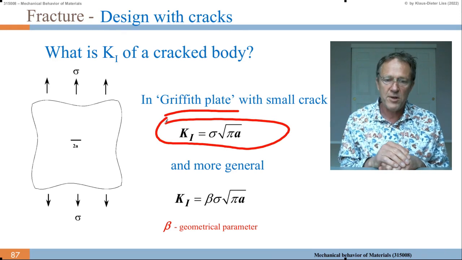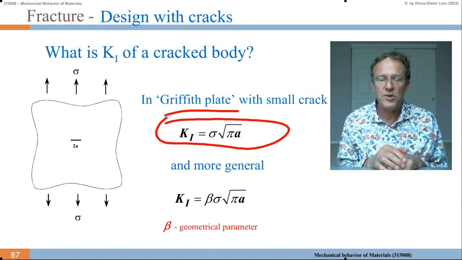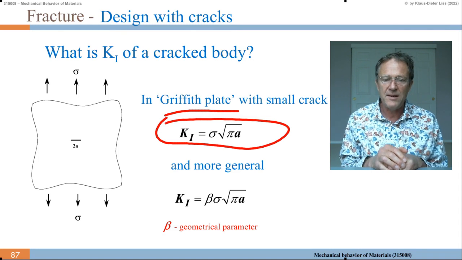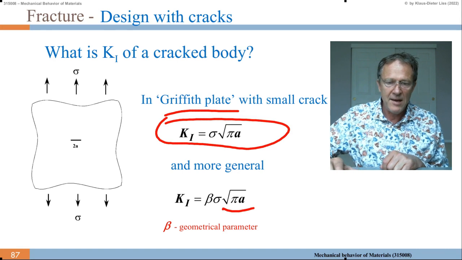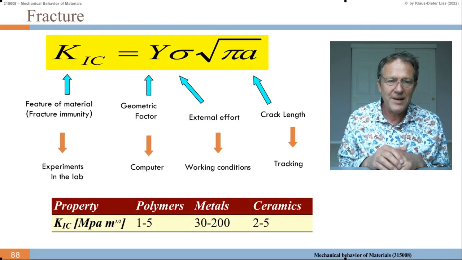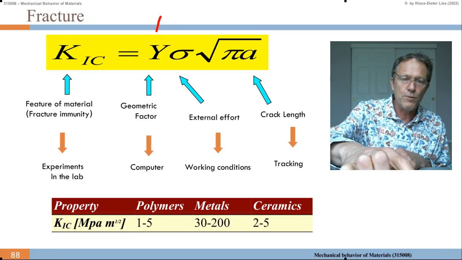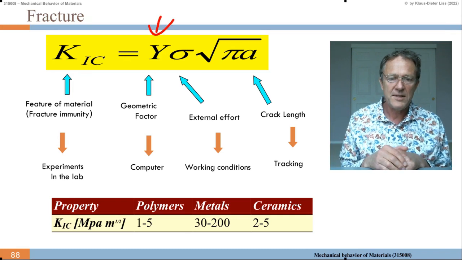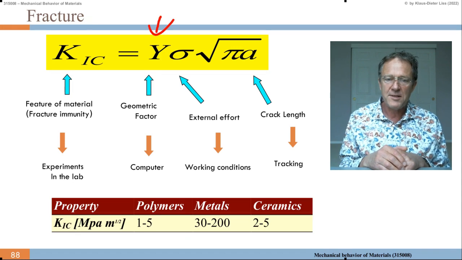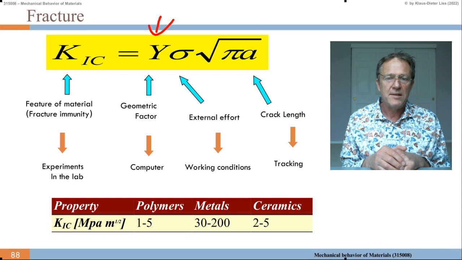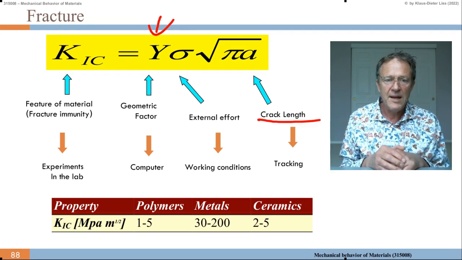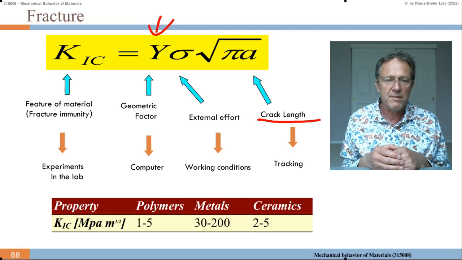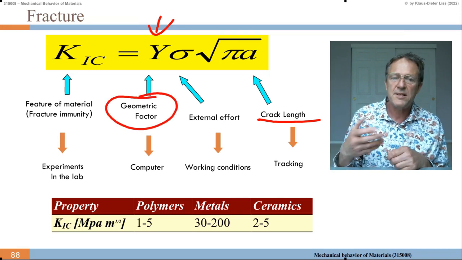And then we have a geometrical factor. An engineer would just add a geometrical factor, beta, in front of this term, sigma square root pi a. So, relatively easy. Here it's called Y in this function. So K1c equals a geometric factor, Y, times the external effort, the applied stress, times square root pi, and the crack length. So this is what we know from the theory with some geometry and safety factor.